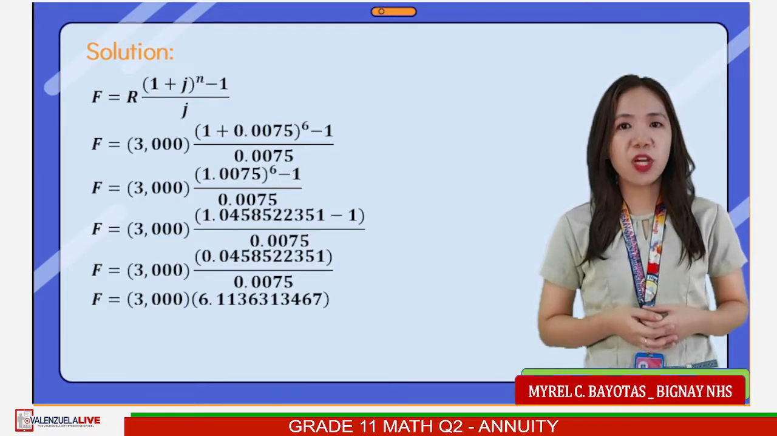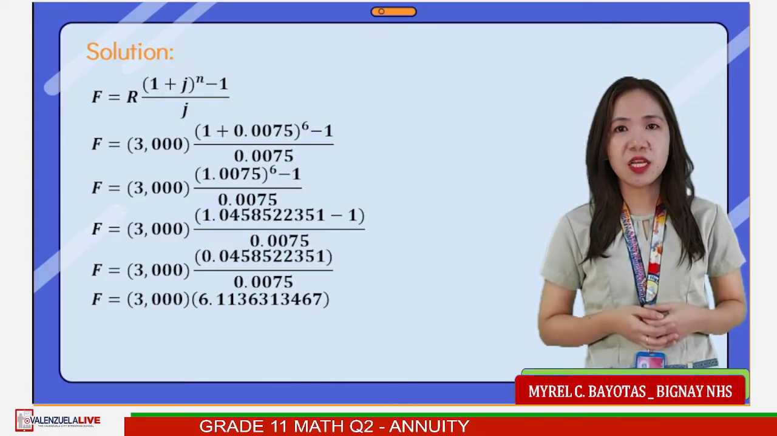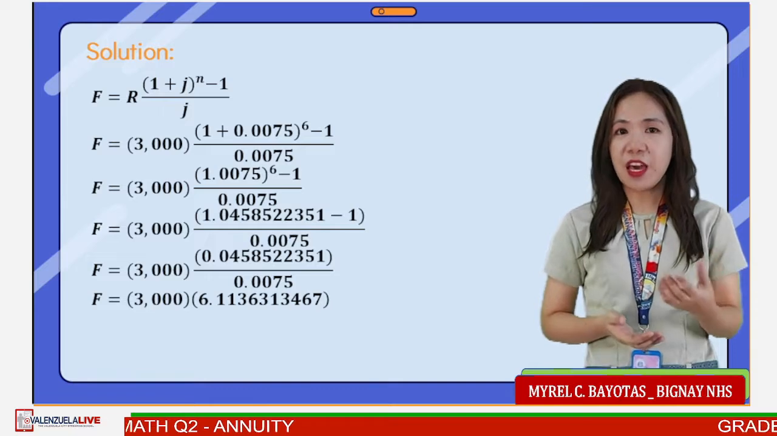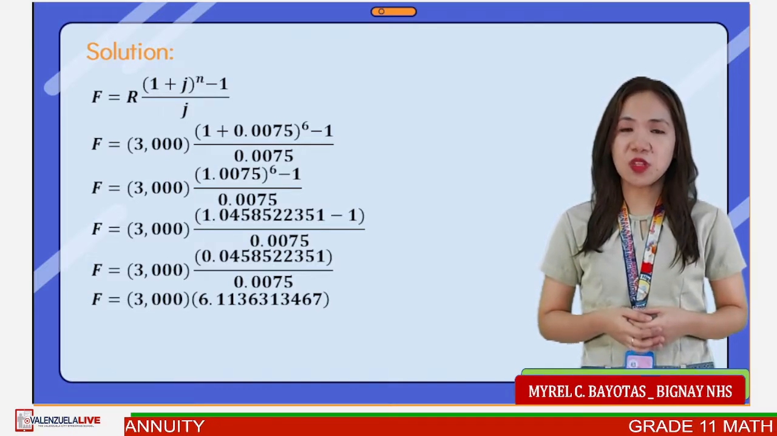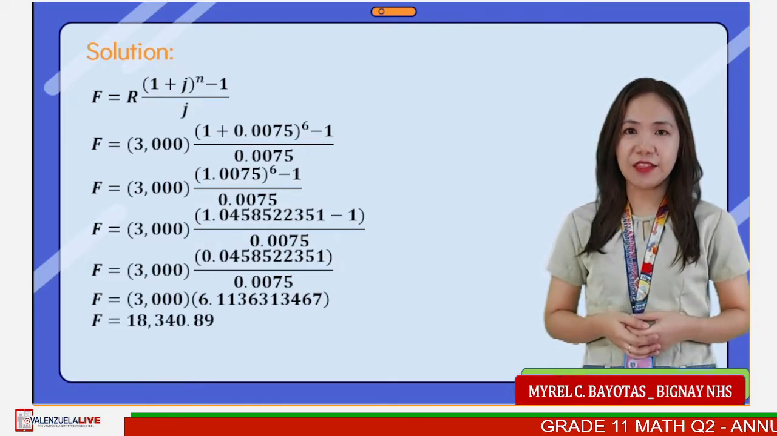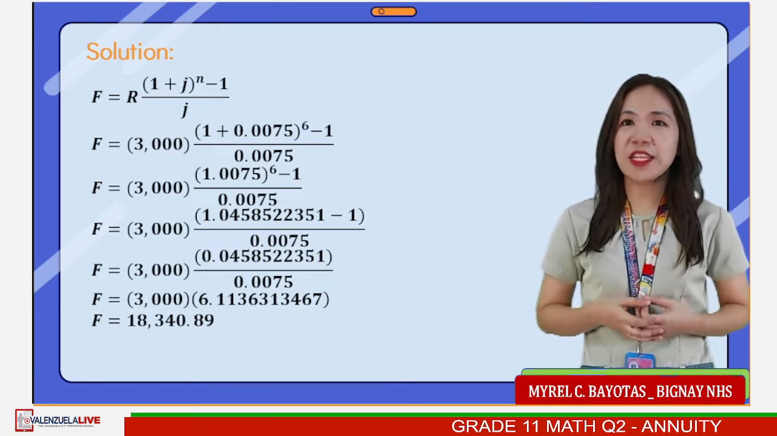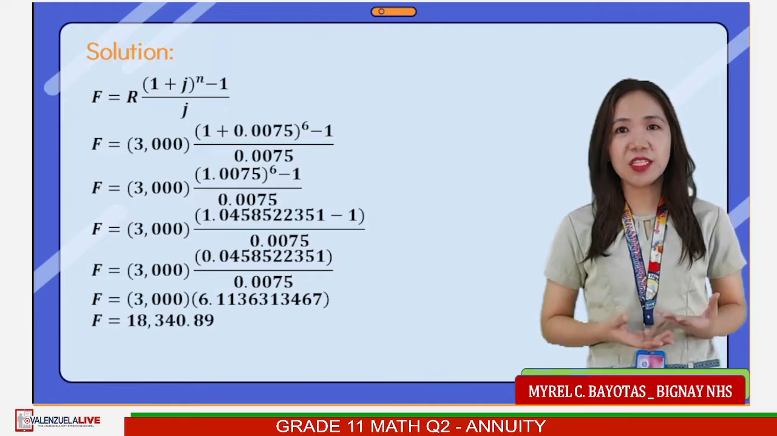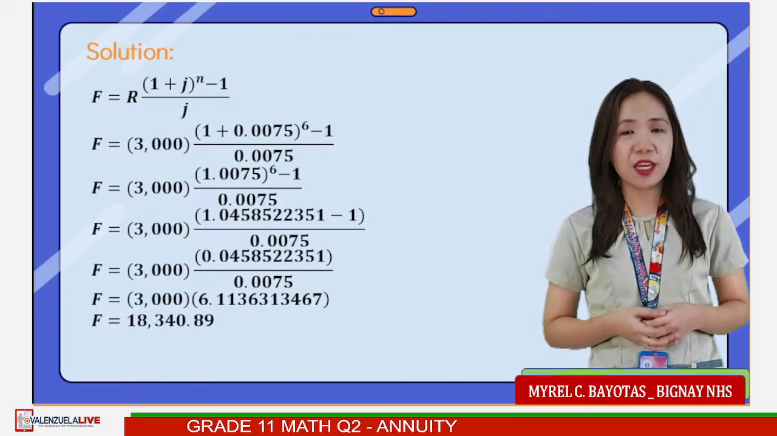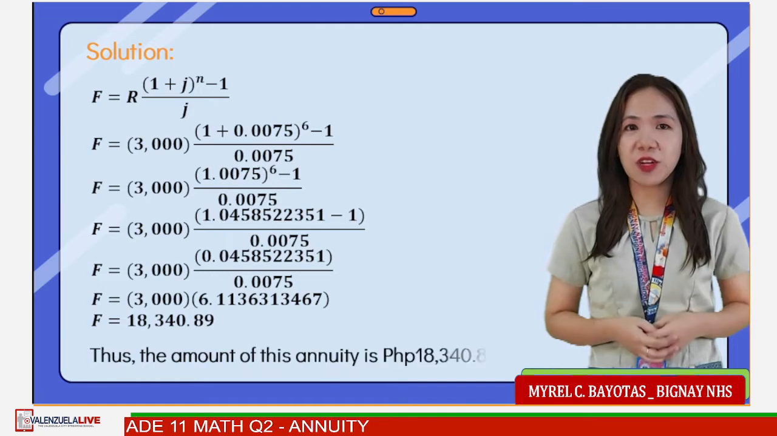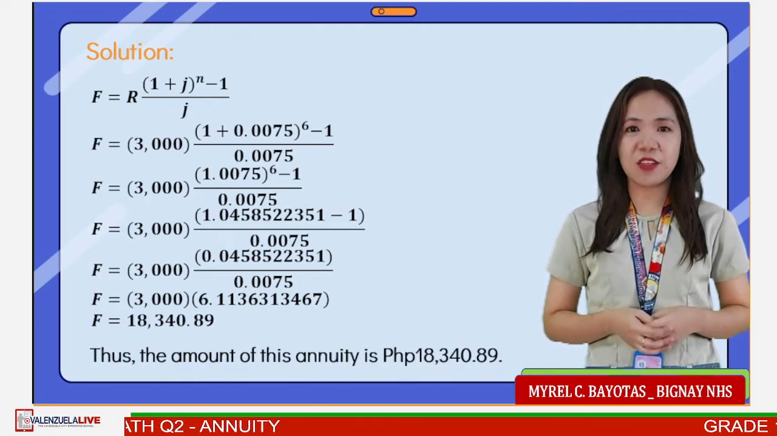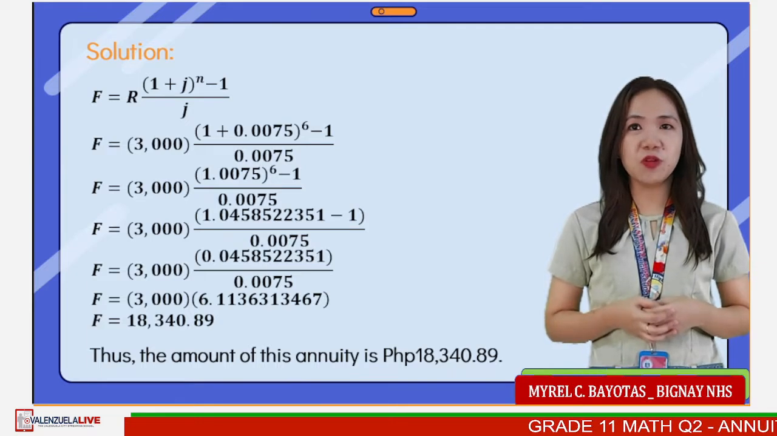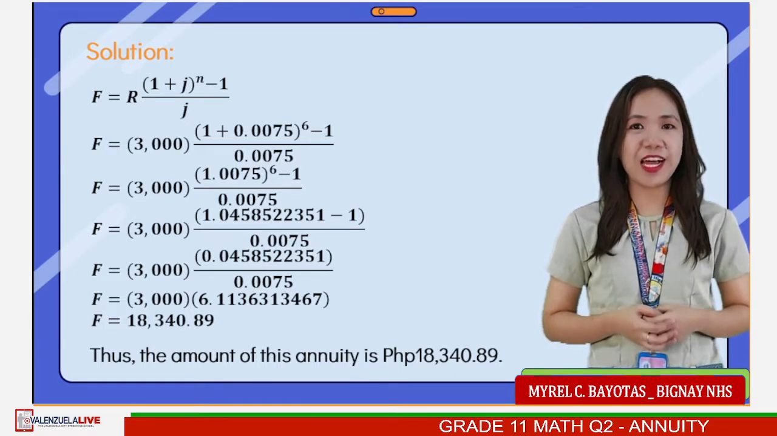times 6.1136313467, resulting to F equals 18,340.89. We arrive at the same result. Thus, the amount of this annuity is 18,340.89 pesos. Again, do not forget to put peso sign in your final answer. By the way, here's how the solution will look once you encode it in your scientific calculator.